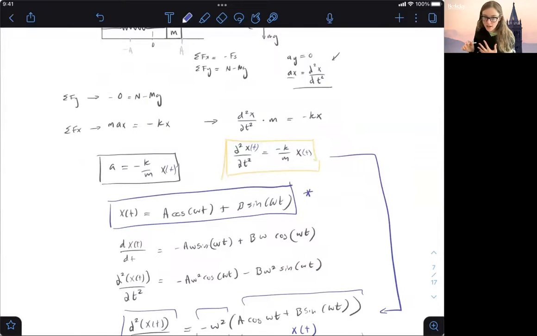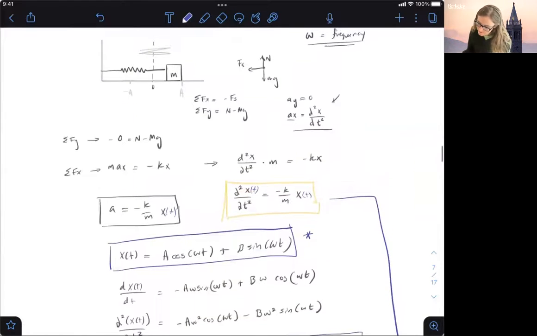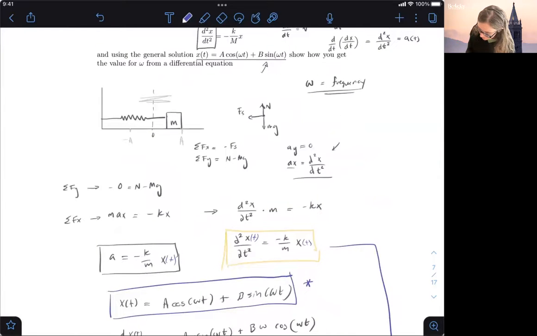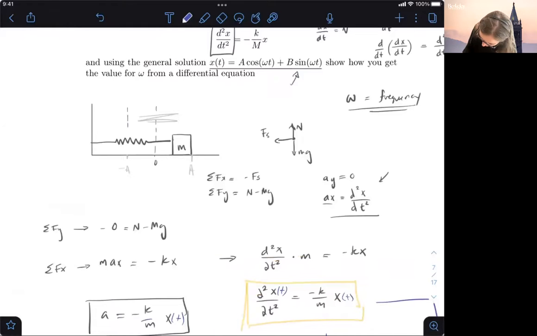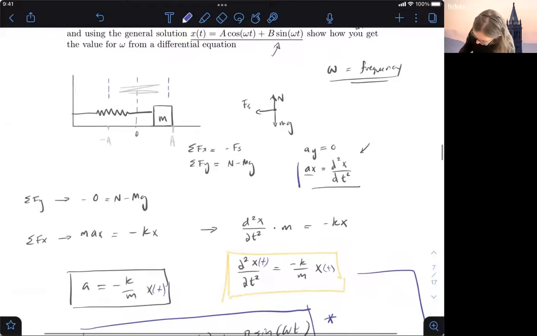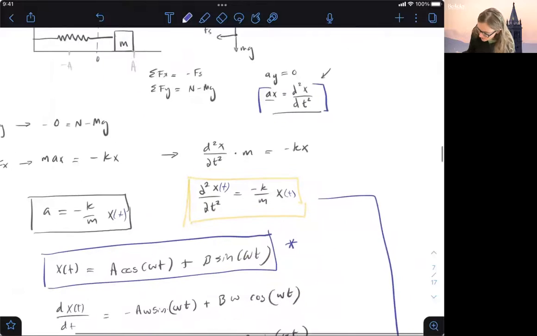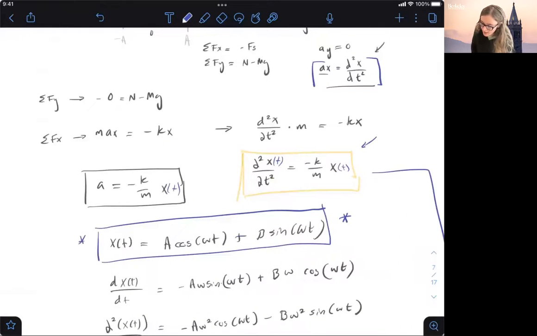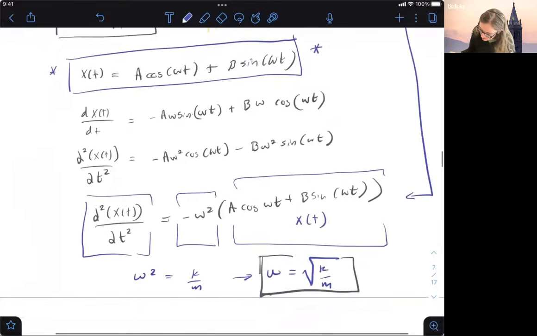I know that's a little counterintuitive, but as a general rule, what I would leave you with here is, if I set up my free body diagram, and I look at where things are oscillating, I can set that acceleration equal to the second derivative of position with respect to time. And then I have a differential equation. And then I just choose my x of t value, and I take that derivative. I can take my second derivative and solve for this w.